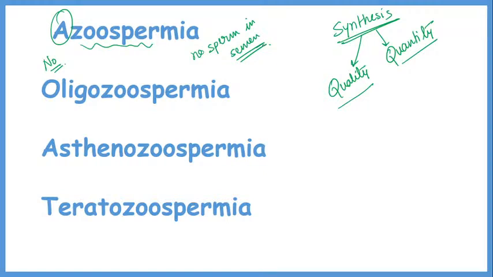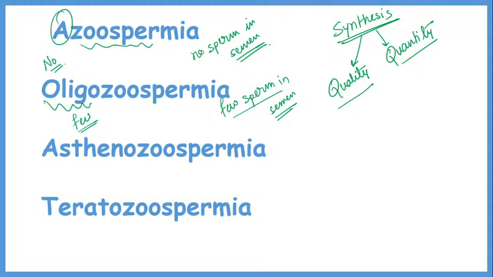Okay, right? No sperm in the semen. So this person will never be able to impregnate a female. Now oligozoospermia. Oligo means few sperms in the semen, but the number is not enough to make a female pregnant, right?